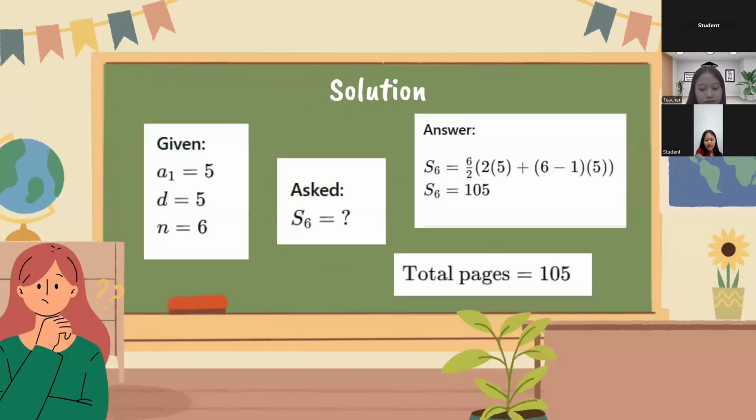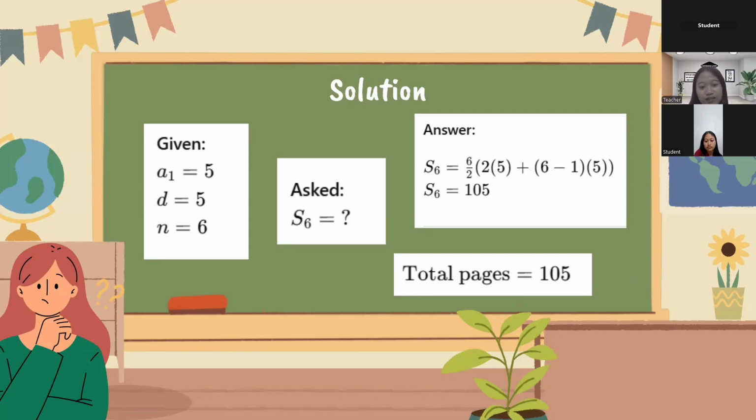Yes, correct. Now, the solution: we calculate using the formula, given a sub 1 is equal to 5, d is equal to 5, and n is equal to 6. S sub n is equal to... the answer is S sub 6 is equal to 6 divided by 2 times (2 times 5 plus (6 minus 1) times 5). S sub 6 is equal to 105. And the total pages in 6 days is 105. Any question?